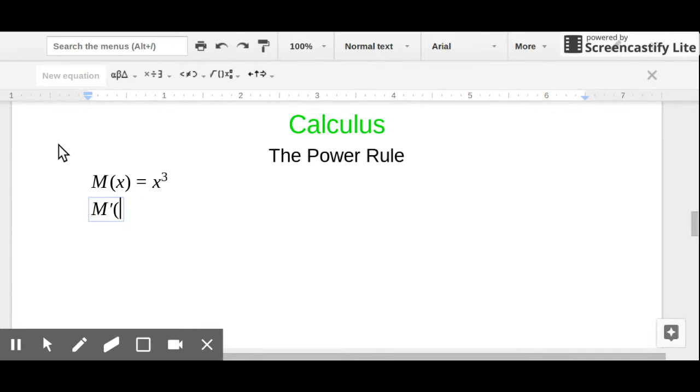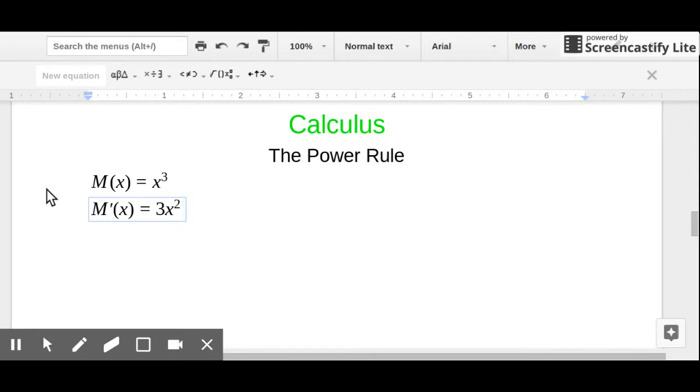We don't want to use capital X. That would be something we'd use as a random variable in statistics. All right, the power rule. So we're going to take the derivative of this guy. Let's see if you can see the pattern. It's 3x squared. See a pattern?